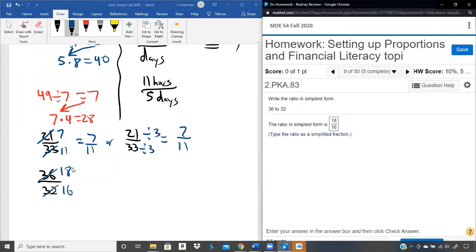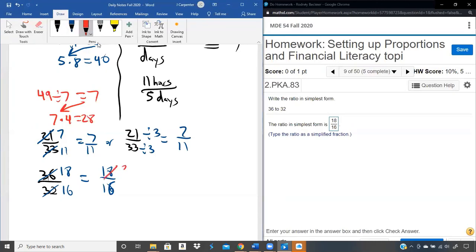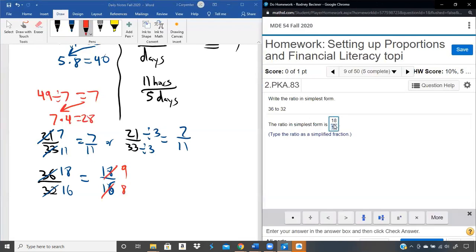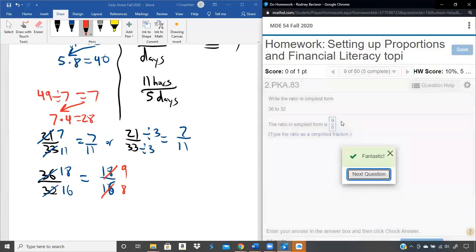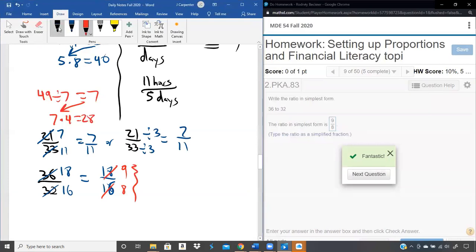Well, both 18 and 16 are divisible by 2. So you've got to divide those by 2. That's a 6 in the bottom, that's just an ugly 6. So 2 goes into 18 9 times, 2 goes into 16 8 times. So let's see if 9/8 will give us the answer. 9/8. Boom, we're good.